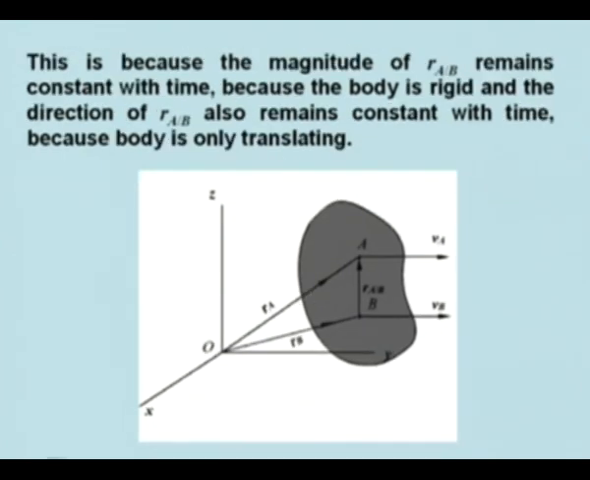This is because the magnitude of RA/B remains constant with time, since the body is rigid. If the body were flexible, this relation would not be correct, because R dot A/B in a flexible body may be different; even in translation, different points may have different velocity. But we are studying rigid body mechanics. In a rigid body, 2 points have the same velocity and the same acceleration, and that is the specialty of this.